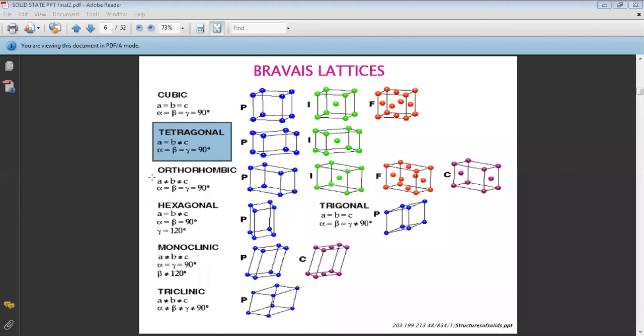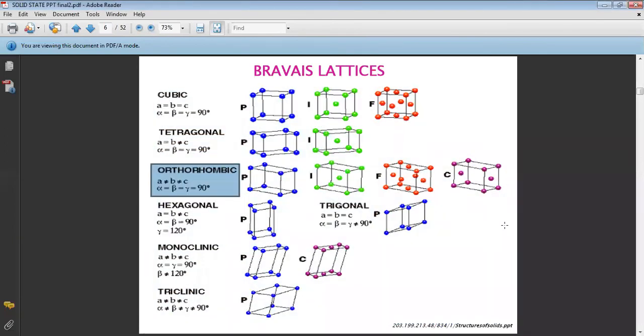Now coming to the third one, orthorhombic system. See in this orthorhombic system, there are 4 types of lattices and the parameters are A is not equal to B is not equal to C, and alpha, beta, gamma are exactly equal, which are equal to 90 degrees. Now there are 4 types of lattices here given as P, I, F and C. First one is primitive, second one is body centered, third one is face centered, and fourth one is end centered. 4 types of lattices are possible for this.